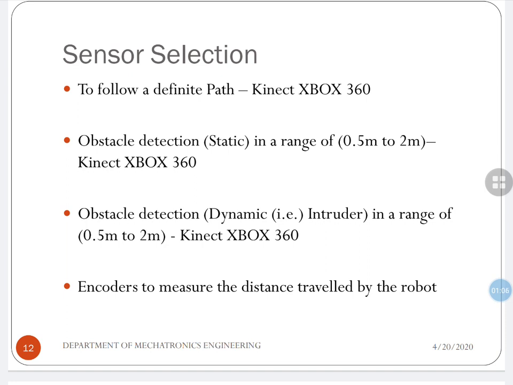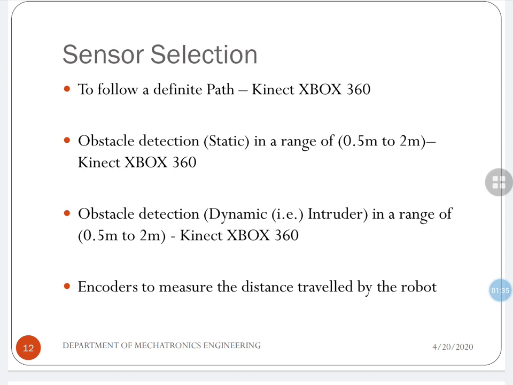So we are selecting the following sensor, which is a Kinect Xbox 360 sensor, which is already available in the market. The main constraint of this sensor is it can work in a range of 0.5 meters to 2 meters, which is more than enough for an indoor environment. So the Kinect Xbox 360 is used to follow a definite path.